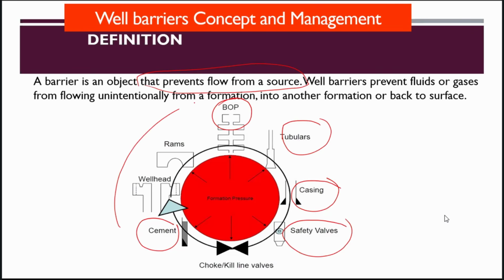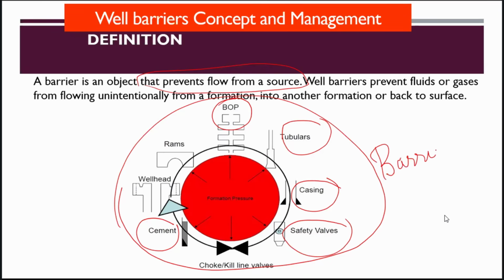And all the barriers work together to control the well. It is not like if you have just a working BOP, but your casing cementing is not good. Okay, if casing cementing is in poor condition, then you will not be able to do well control. All the barriers should be in good condition to achieve a successful well control. Therefore, it is called a barrier envelope.